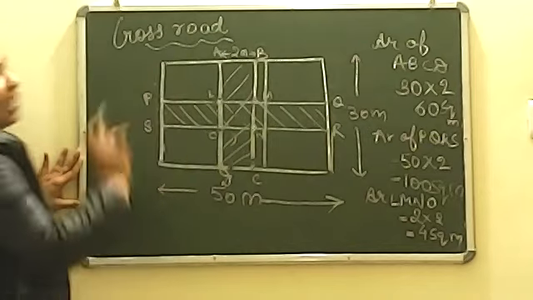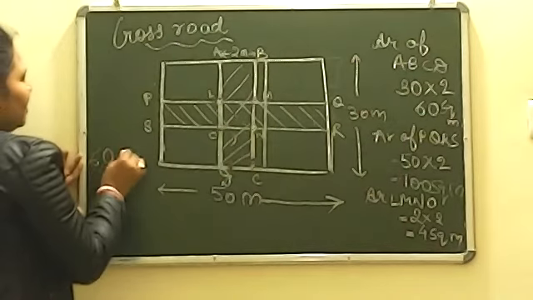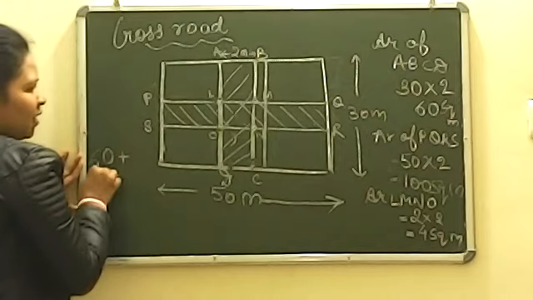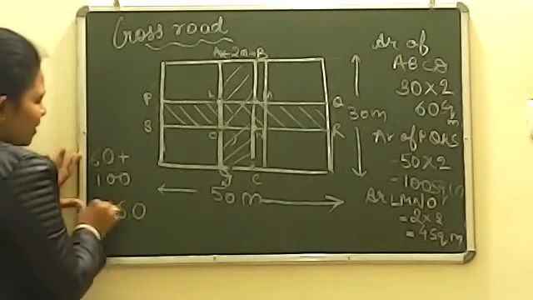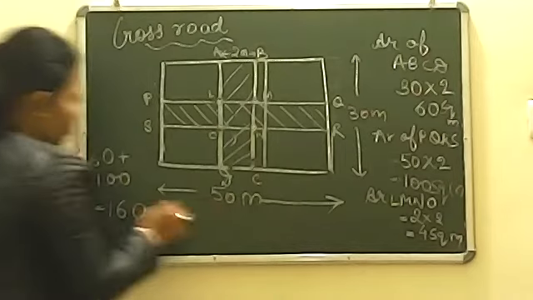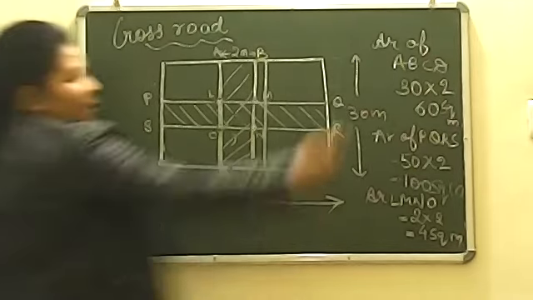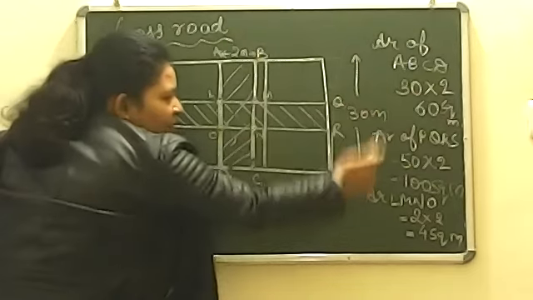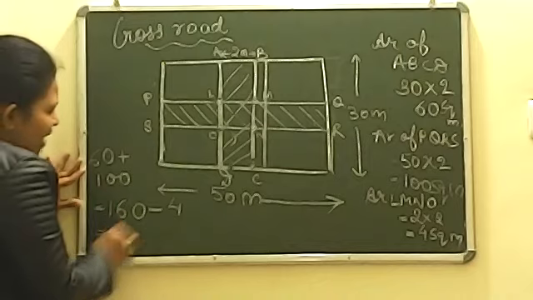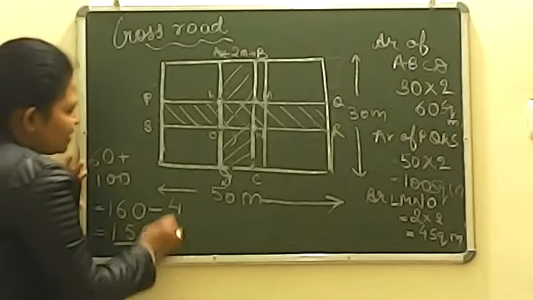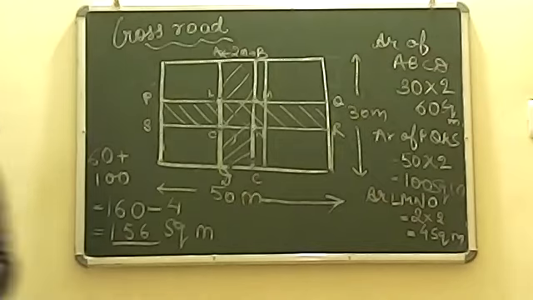So for that what we will do, we will add this 60 and 100. We will add, what will come? 160, and then subtract the smaller portion, 160 minus 4. Okay, remember, हमेशा ये दोनों पोर्शन को ऐड करिए और ऐड करने के बाद छोटे वाले को माइनस कर दीजिए. That will be your answer as 156 square meter. Very simple, not a tough process.